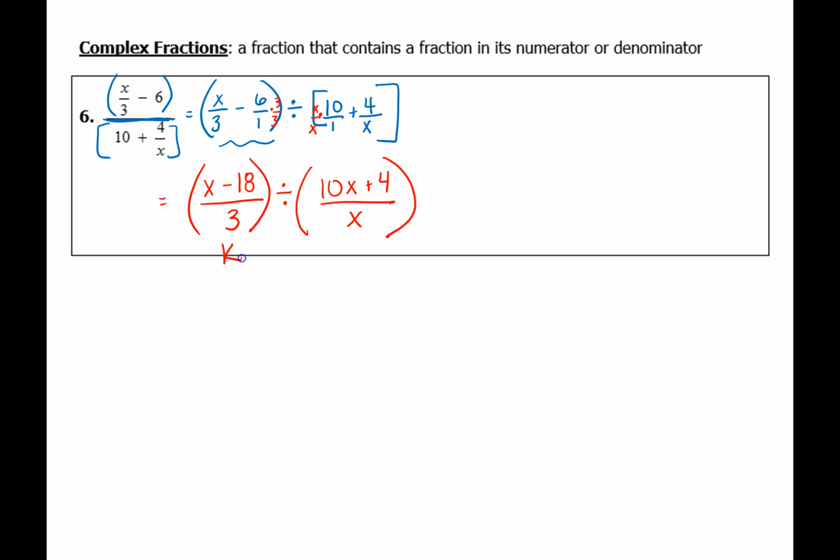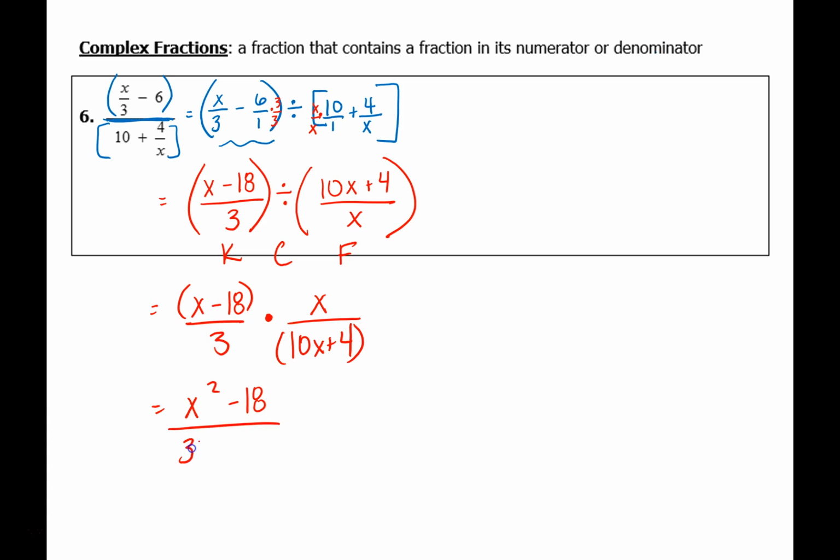So now let's keep, change, flip these expressions. We're going to keep the first one the same. We are going to change the division sign to a multiplication sign, and we're going to flip the second expression. So it's x over 10x plus 4. All right, so now we're ready to do multiplication, which means we're multiplying across the top and multiplying across the bottom. So that means we're going to take this x and distribute it. It's x squared minus 18 and 30x plus 12.